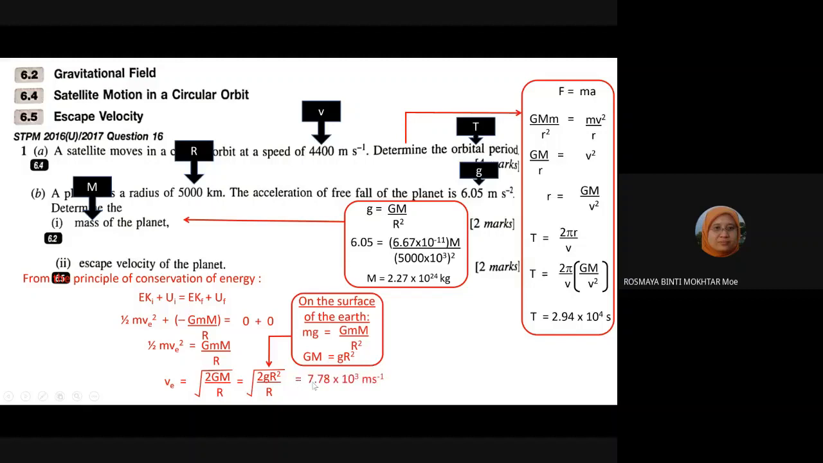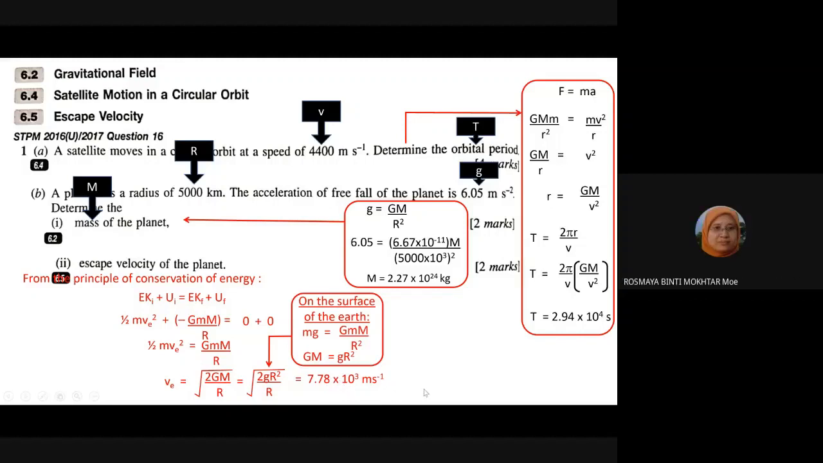So another equation for the escape velocity is square root of 2gR squared per R. Then you substitute the values given here. R is 5,000 kilometers, convert to meters, cancel one of the R here. Then 2g is 6.05, substitute here. Then you square root, and you get 7.78 times 10 to the power of 3 meters per second. I leave out the substitution part, so in your assignment, you need to add in the substitution part later. So this is the final answer.